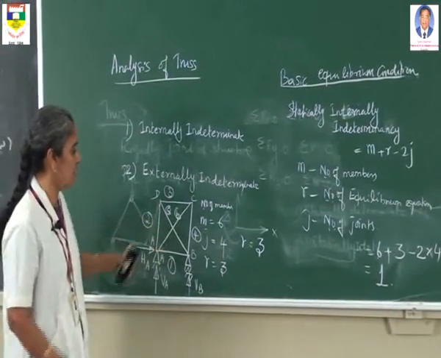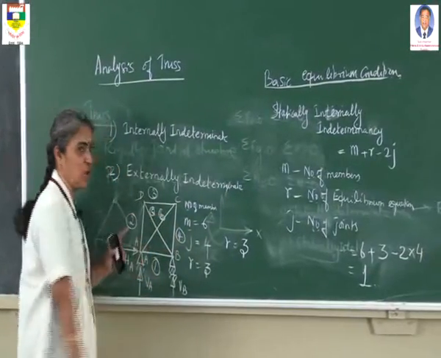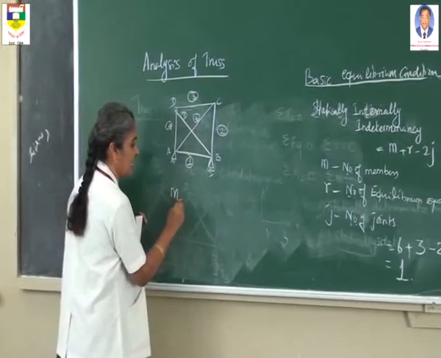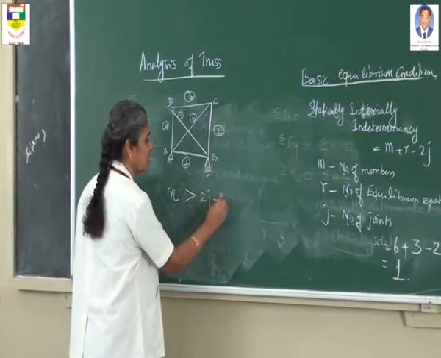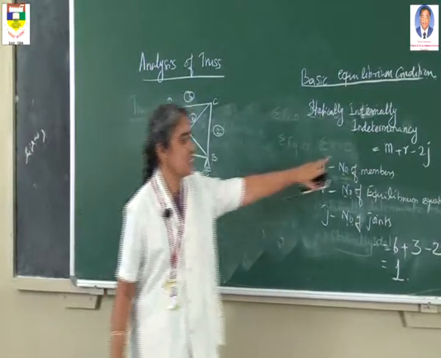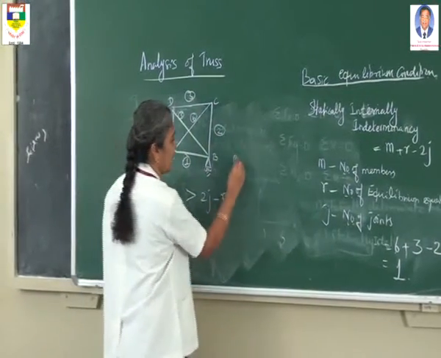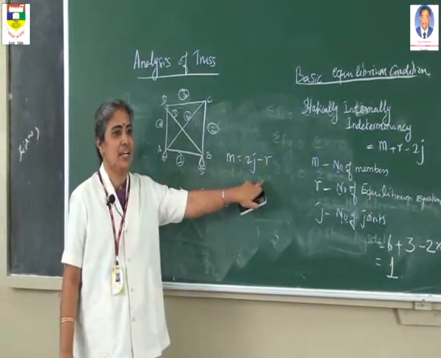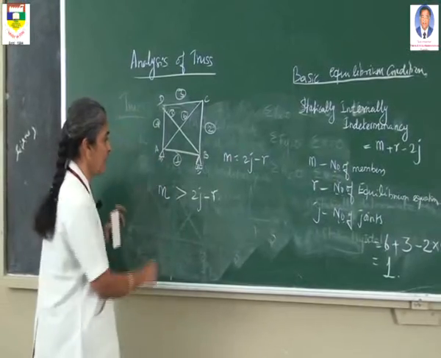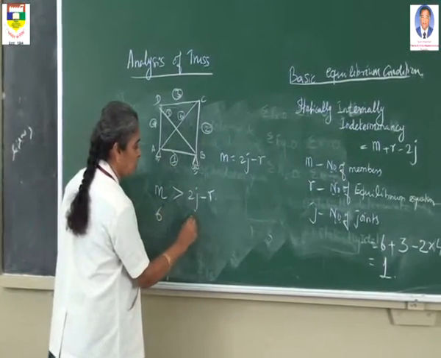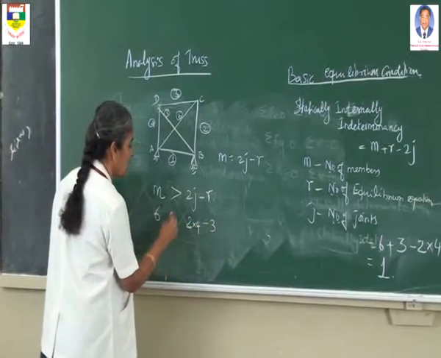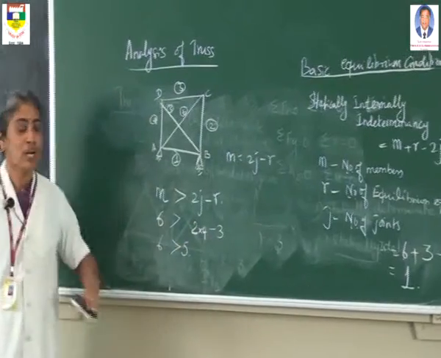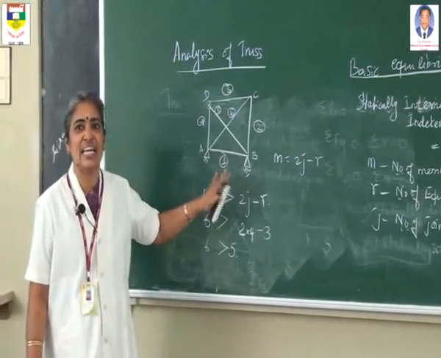That is, the members are more than required for the number of joints. That is, it does not satisfy the equation. So in this example, the number of members is greater than 2j minus r; this equation is modified as m equal to 2j minus r means that it is statically internally determinate. Here, the number of members is 6 and 2 into 4, 8 minus 3, how much? 5. This 6 is greater than 5. Therefore, this structure is classified as internally indeterminate.